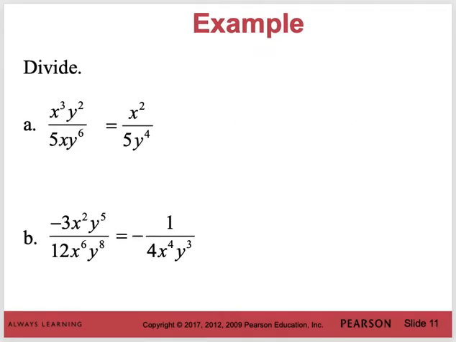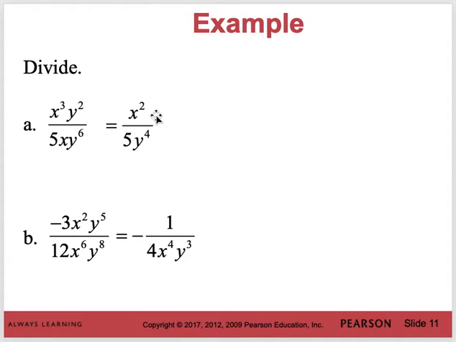Here are just some more examples. If we wanted to divide x cubed times y squared divided by 5x times y to the 6th power, we keep our 5 the same, the coefficient. There's no number in the numerator that we are dividing by. For the exponents of our similar variable here, x, we would say 3 minus 1, since the larger exponent is in the top. 3 minus 1 is 2, so we're left with x squared, or x to the 2nd power.